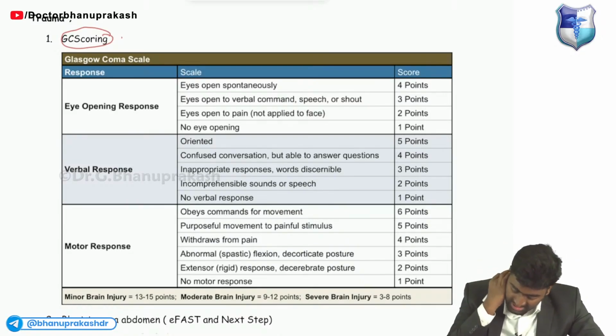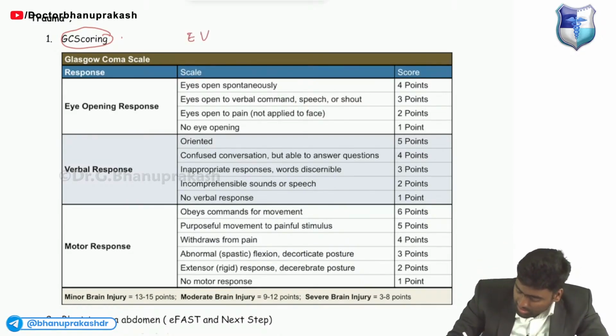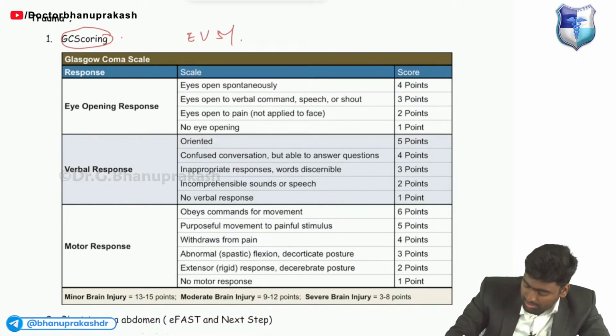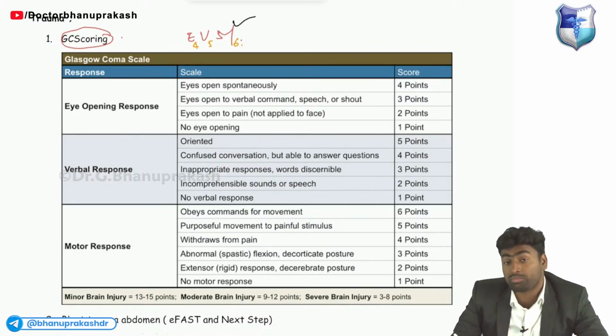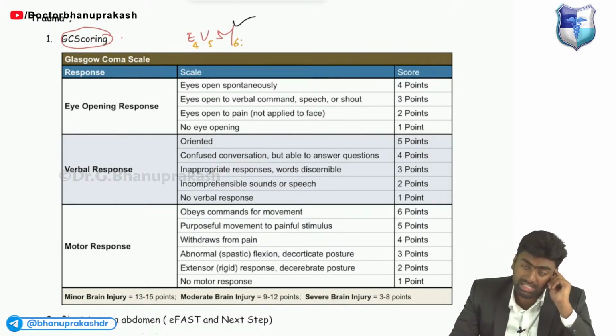Then about this GCS scoring, if you know the mnemonic, it is well and good. If not, just remember it is EVM, and it is 4, 5, 6. So the best one here is the motor. Assessing the motor response, it is the best one, so that's why it is given the maximum points.